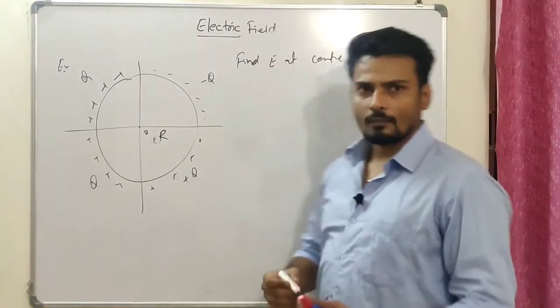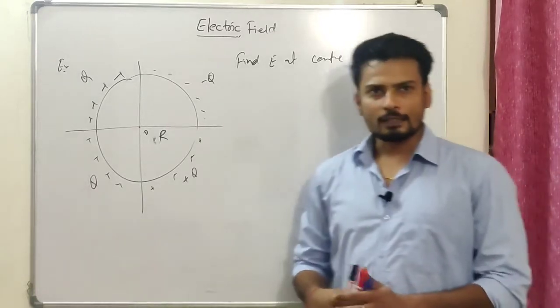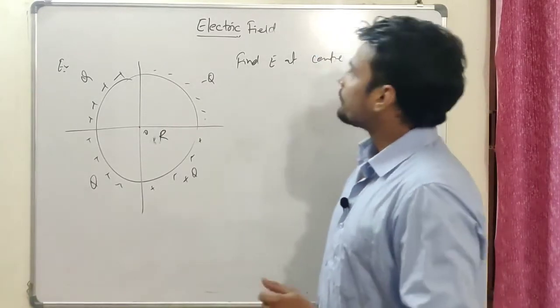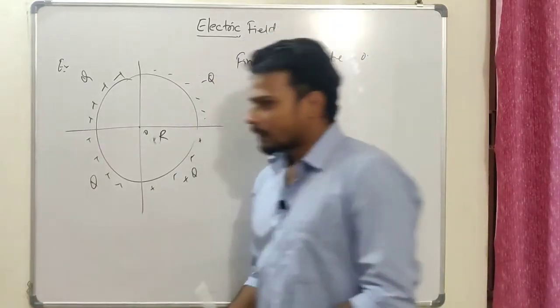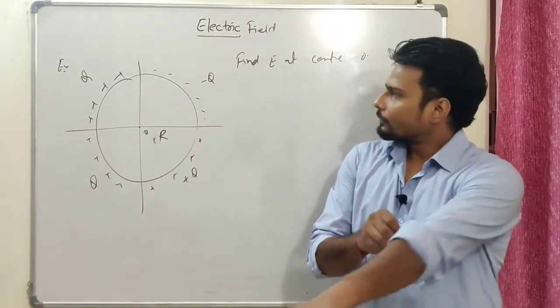You can pause the video and try to do it. There are little fluctuations in the current, so the light could be going up and down. Anyway, I'm sure you have paused and tried this question.